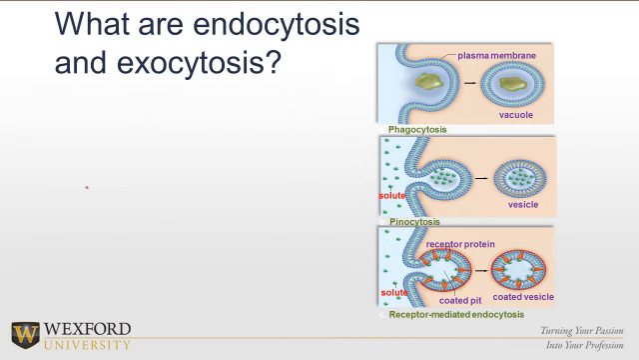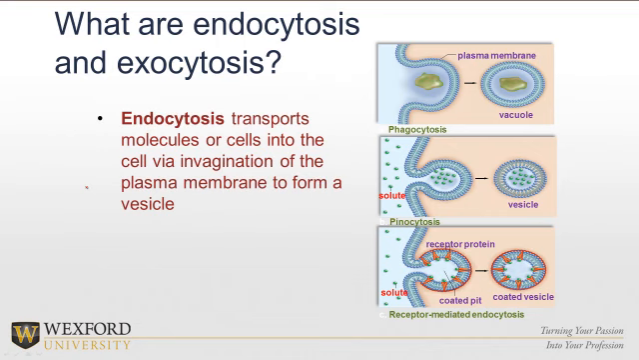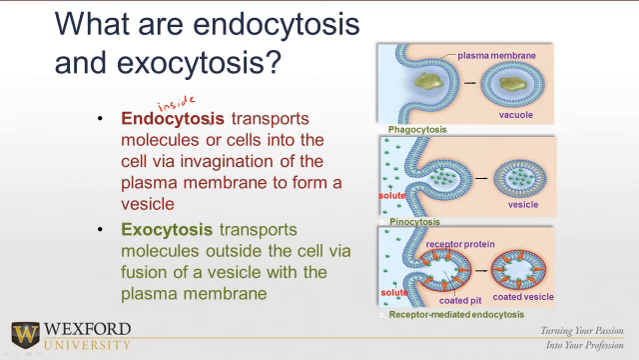Okay, lastly, we're going to talk about how we get big molecules inside and outside of the membrane. And that's endocytosis and exocytosis. So endocytosis transports molecules or cells into the cell via an invagination of the plasma membrane to form a vesicle. So now we're once again going inside the cell, pulling things inside. Whereas, of course, exocytosis transports molecules outside the cell via fusion of a vesicle with the plasma membrane.